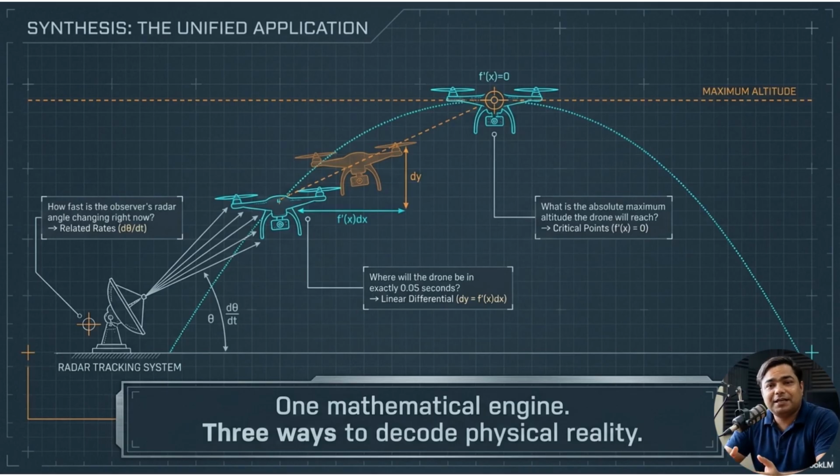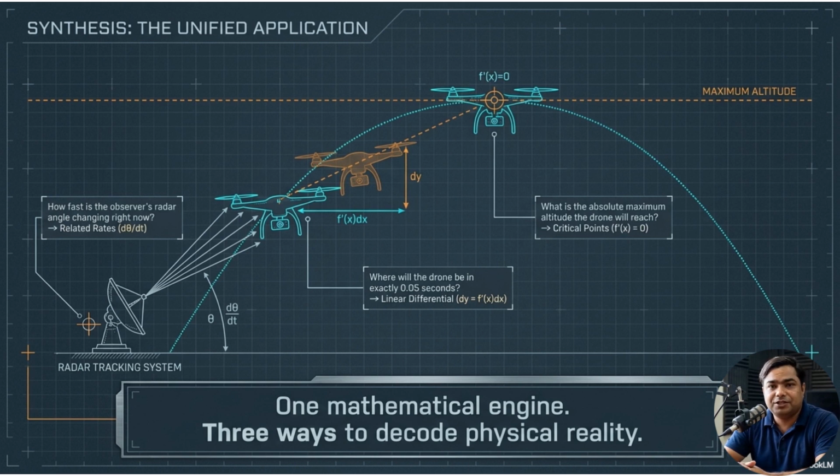Now, let us connect everything together. This final slide shows a unified physical situation. There is a radar tracking system, drones, motion paths, altitude, and optimization points. From this one situation, we can ask three types of questions.